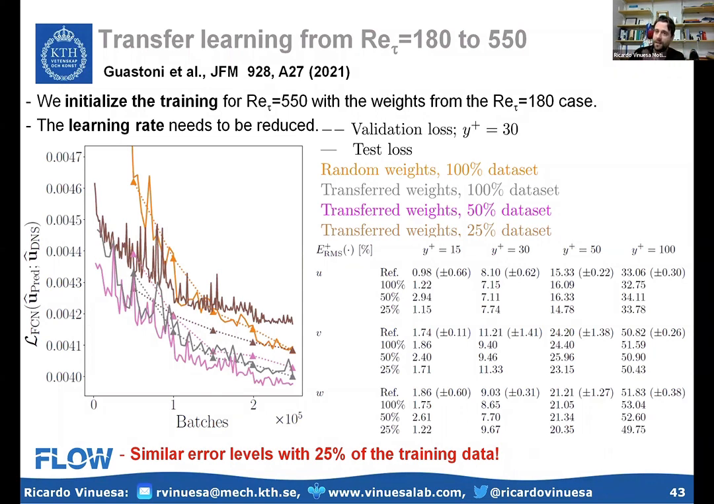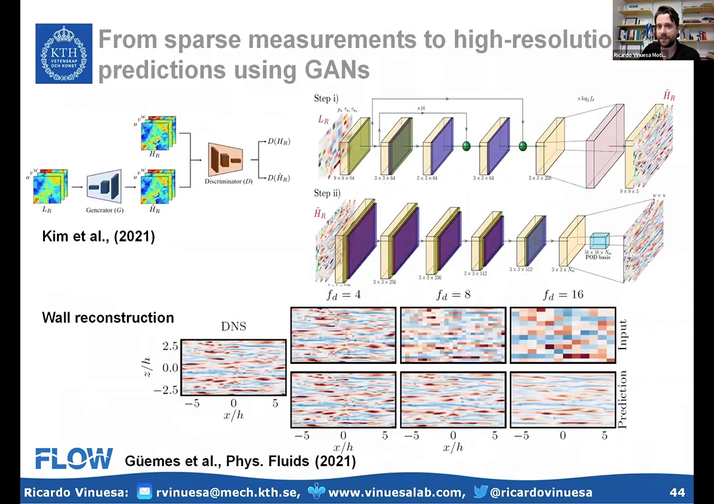And by doing transfer learning, we can reduce by a factor of four the amount of data that is needed at high Reynolds numbers. So we can reduce significantly the computational cost of the high Reynolds number training data set while preserving the performance and the quality of our predictions. So I would say that this is a quite interesting application that, of course, we are now exploring in the context of transferring among geometries and also among different turbulent configurations, which seems to work quite well. So this is the potential of transfer learning that we are observing.